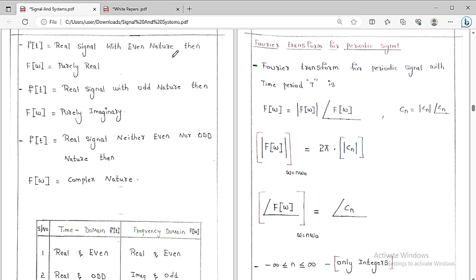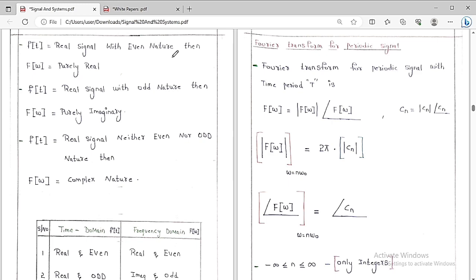As you can see clearly here, F(ω) will be purely real. Suppose f(t) is a real signal with odd nature, then F(ω) will be purely imaginary. Suppose f(t) is a real signal, neither even nor odd, then F(ω) will be of complex nature. You don't have to remember this one also. Whether you take a periodic or non-periodic signal, if f(t) is real with even nature, then F(ω) is purely real; if odd, F(ω) is purely imaginary; if neither, F(ω) is complex.